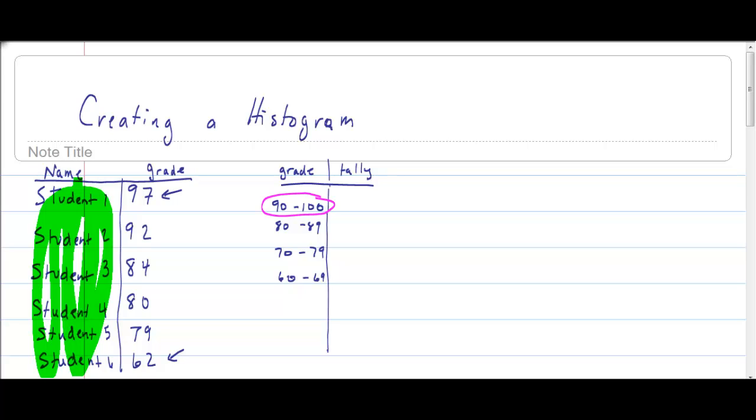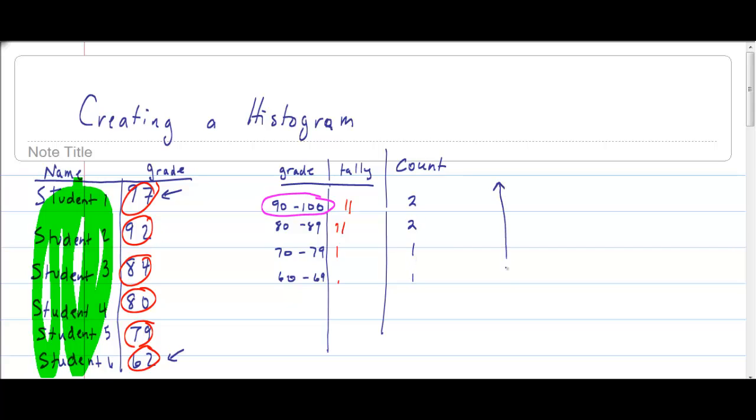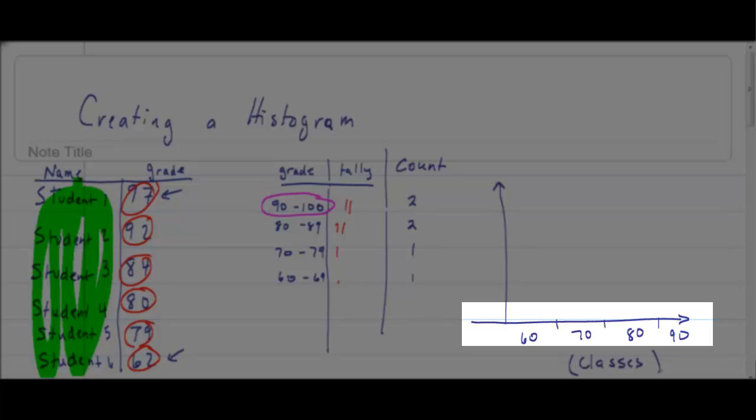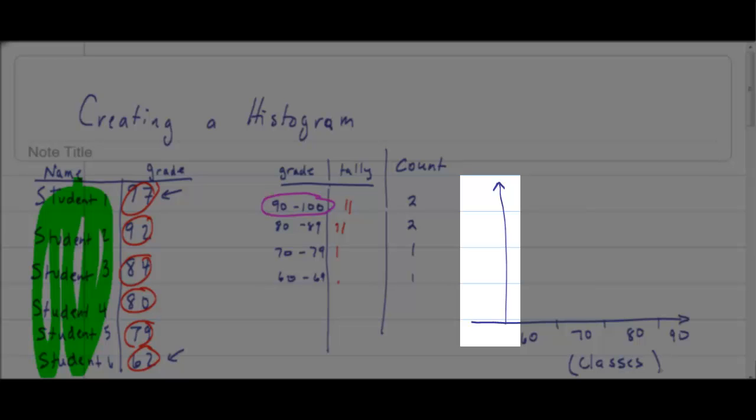Now let's make our tally. If I look at this first grade, well, that is a tally mark there. This grade, tally mark there. There, one there, and finally one there. And when I go ahead and do the counts, I have a 2, a 2, a 1, and a 1. So if I were to do my histogram based on those classes, I always have my classes on the x-axis and the count on the y-axis.